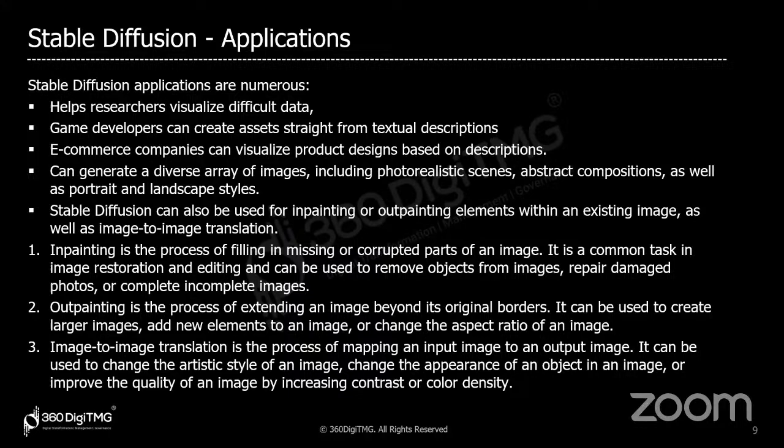It can also be useful for inpainting or outpainting elements within an existing image, as well as image-to-image translation. Inpainting is the process of filling in missing or corrupted parts of an image. It is a common task in image restoration and editing, and it can be used to remove objects from the image, repair damaged photos, or complete incomplete images.